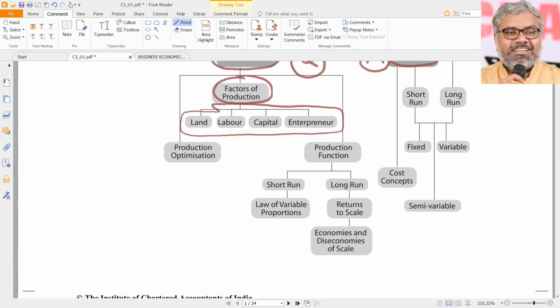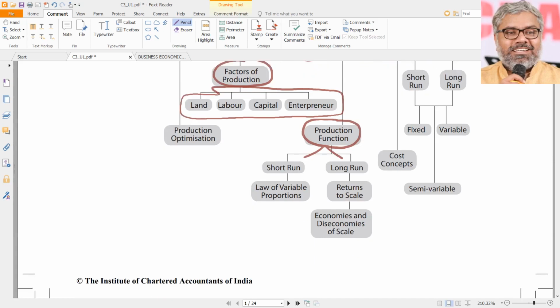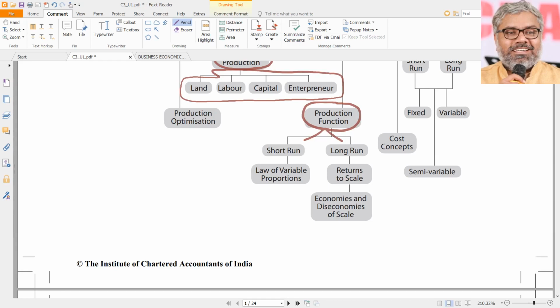And production function, which is the theory of production, actually the technical aspect, has 2 aspects within that. One is short-run theories, the other one is long-run theories. The short-run theories are called the law of variable proportions. We will come to that. We will discuss that. And the long-run theory is called the law of returns to scale. And when we are talking about the returns to scale, we should also understand economies and diseconomies of scale.